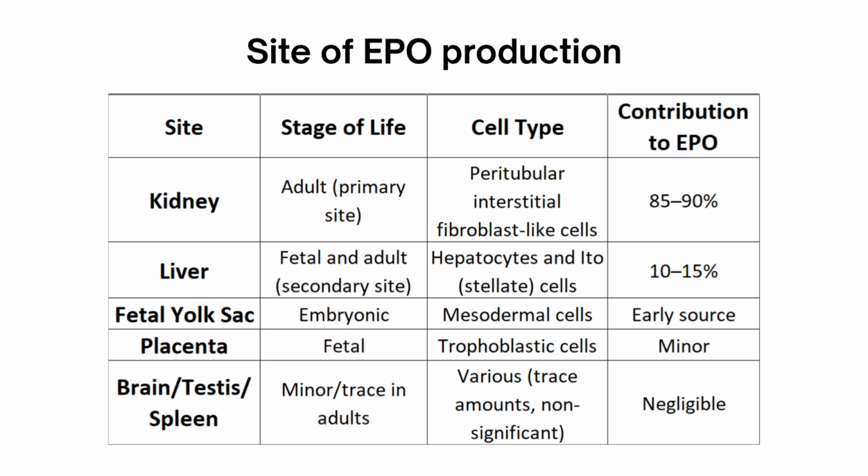Another site for adult EPO production is the stellate cells of the liver, which contribute around 10 to 15%. Fetal yolk sac and placenta remain active in intrauterine life. Other organs like brain, testes, spleen may produce but in negligible amounts.